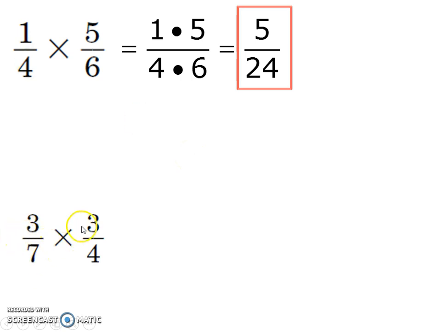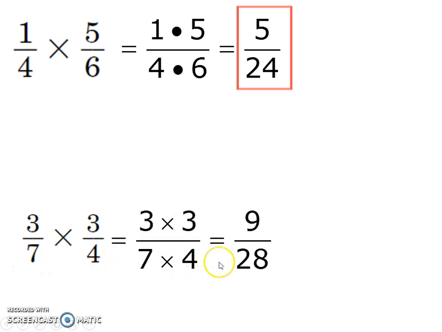3/7 times 3/4. First, multiply the numerators. 3 times 3 is 9. Then, multiply the denominators. 7 times 4 is 28. 9 and 28 have a common factor of 1, so it is in the simplest form. So your answer of 3/7 times 3/4 is 9 over 28.